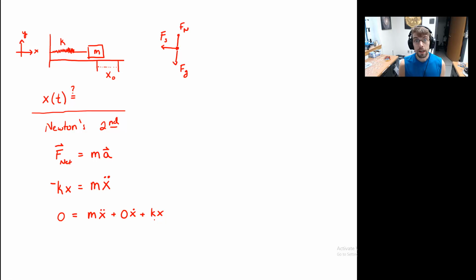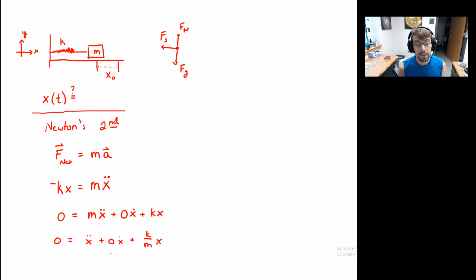That is simply a second order differential equation with constant coefficients. We've been dealing with those. Right? In fact, you could probably even go further. We'll put it like this: x double dot plus 0x plus k over m x. And if you're doing this in a circuits class, you would say that this is an undamped harmonic oscillator, right?